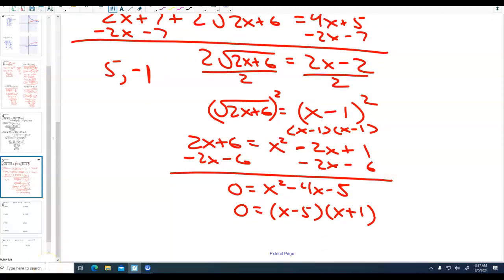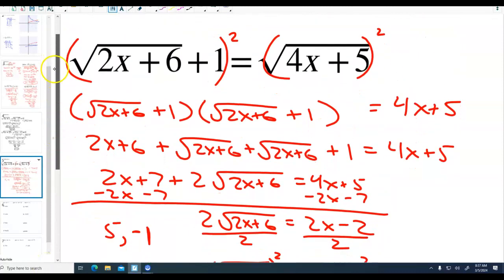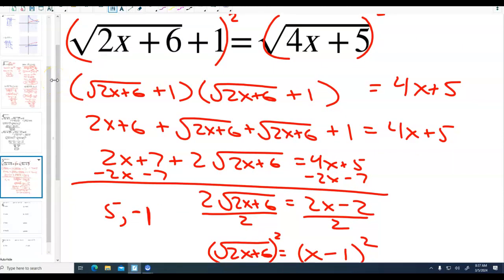5, negative 1. I can't stress this enough. You've got to plug them in. I plug negative 1 in here. 4 times negative 1 is negative 4. Plus 5 is 1. The square root of 1 is 1. I plug negative 1 in here. 2 times negative 1 is negative 2. Negative 2 plus 6 is 4. Square root of 4 is 2. 2 plus 1 is 3. When you plug negative 1 in, it doesn't give you a correct answer. Negative 1 is no good.